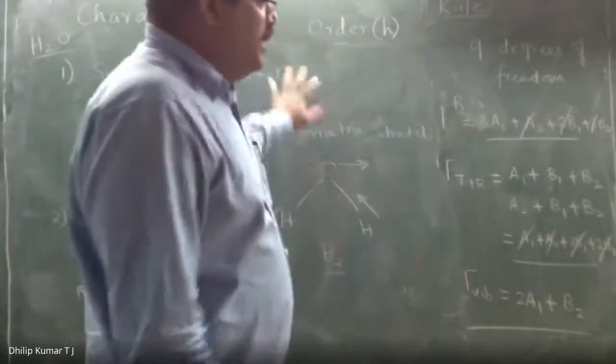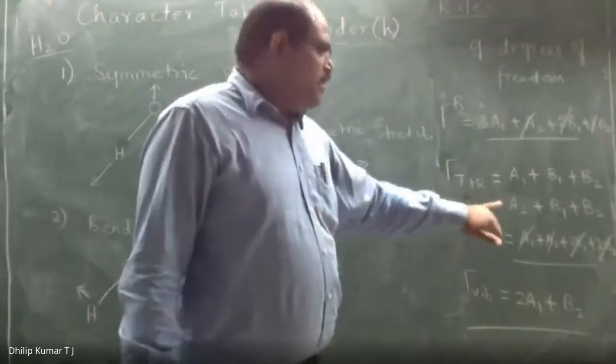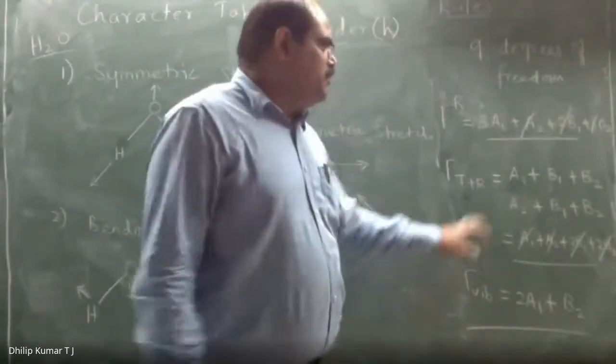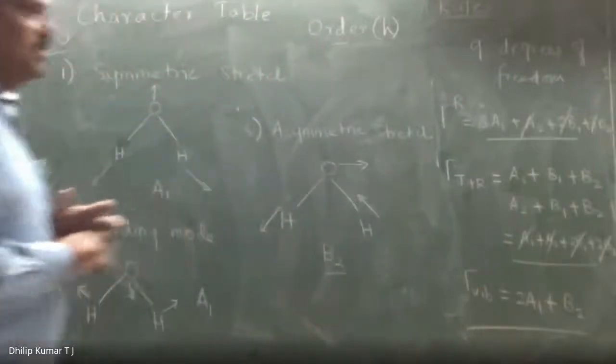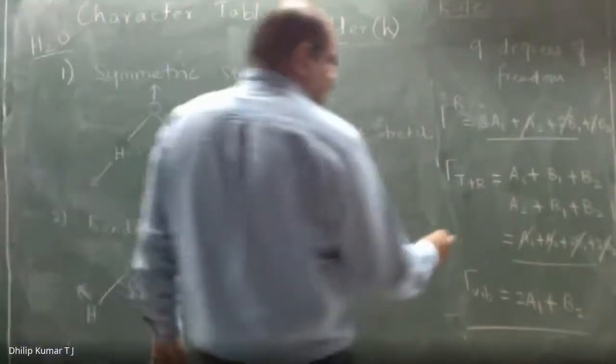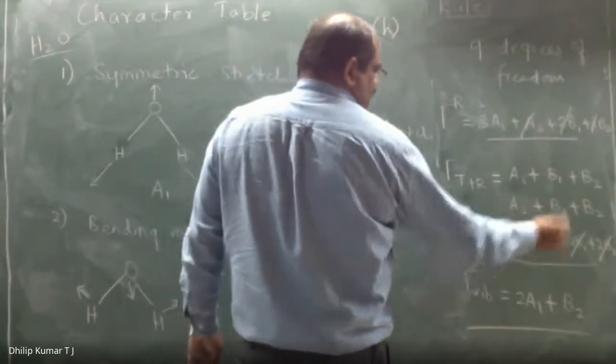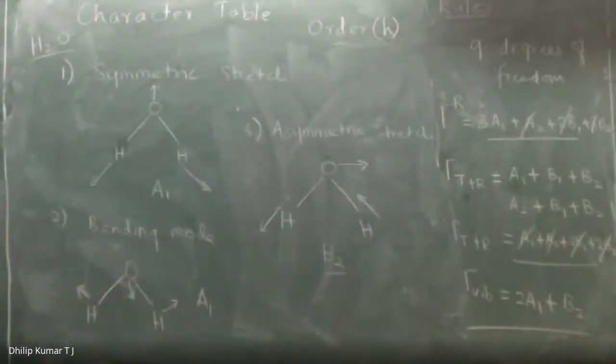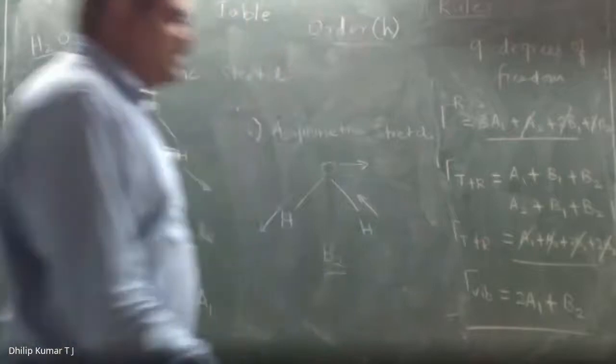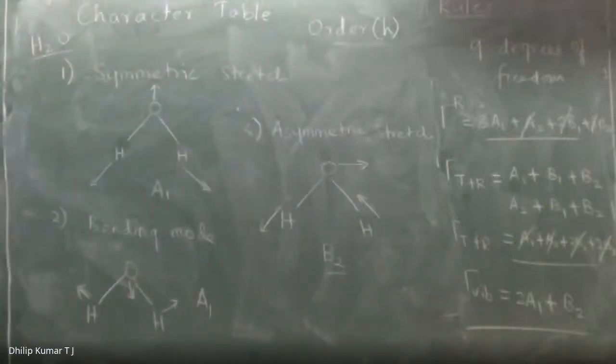And from the character table, we found the translational and rotational symmetries. Translational is A1 plus B1 plus B2, and rotational is A2 plus B1 plus B2. To find the vibrational, we subtracted the translational and rotational from the total. Once we subtracted, we got 2A1 plus B2. As you know, water has 3 modes of vibration: symmetric stretch, asymmetric stretch, and bending. The symmetric stretch and bending have A1 symmetry, and the asymmetric stretch has B2 symmetry. So this is what we got. Any questions?